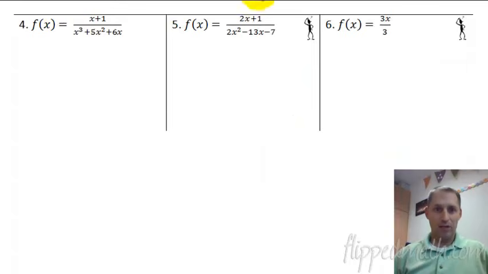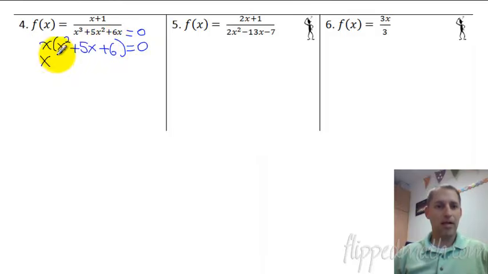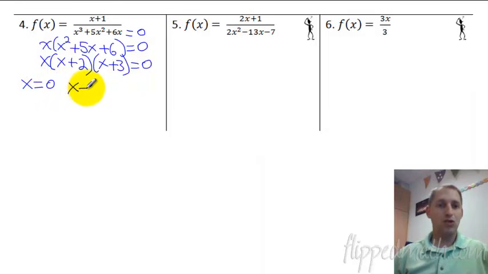And number 4, let's do this one. We're going to say that it equals 0, and to solve this we have to start factoring all this stuff. So let's take out an x. We have x times x squared plus 5x plus 6. I'm going to speed this up, because I'm guessing you probably know how to factor these. This becomes x times x plus 2 times x plus 3 equals 0. Using the zero product property, we get x equals 0, x plus 2 equals 0, so x equals negative 2, and x equals negative 3 when you solve for all three factors.